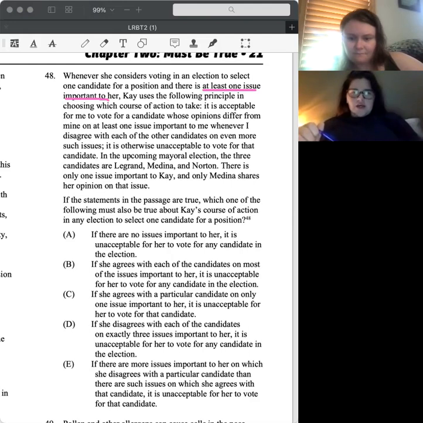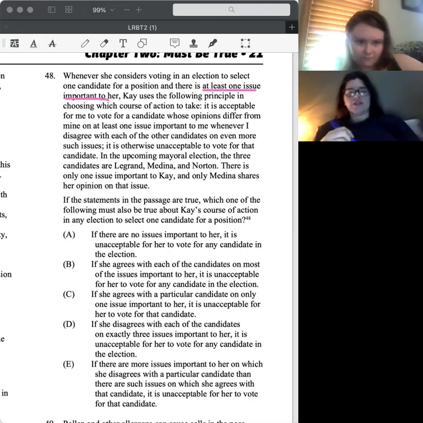And then those other candidates I was talking about, it's unacceptable for her to vote for that candidate, so she will not vote for that candidate.